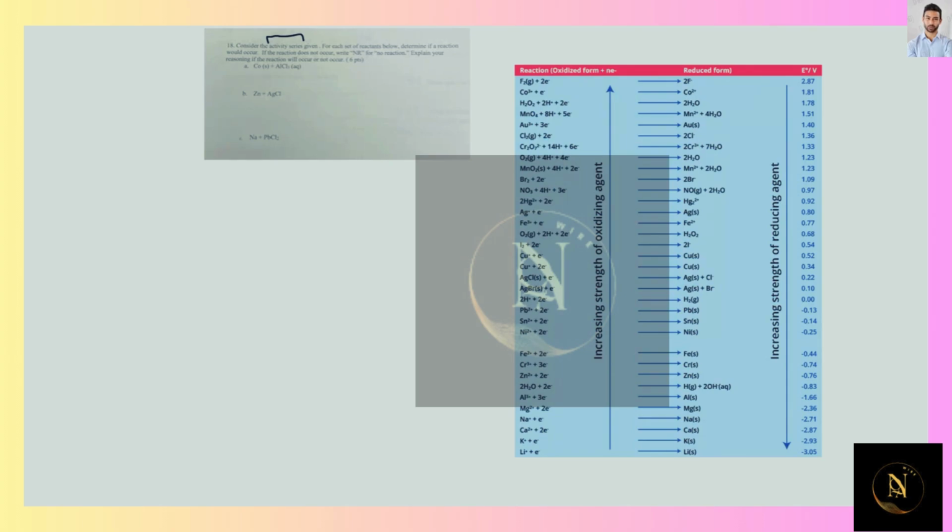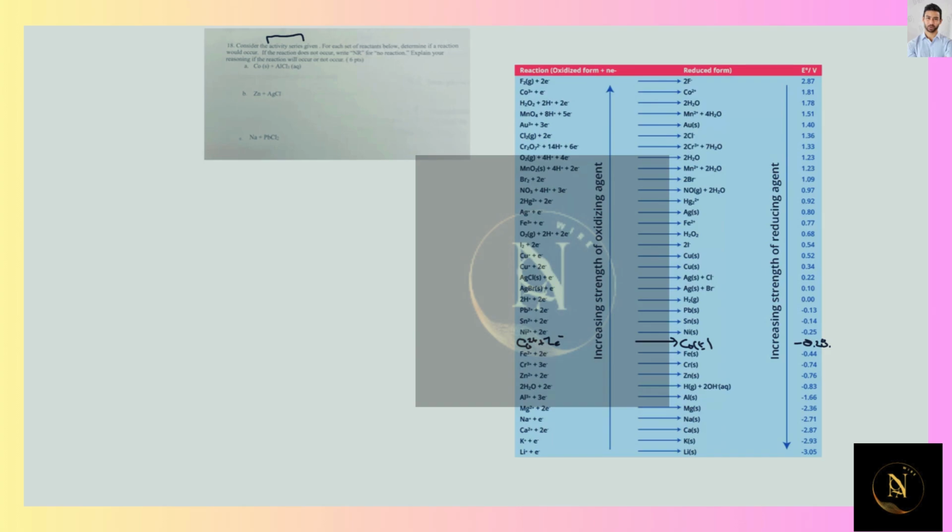So first of all, on the list that I have over here, there's an extra missing reaction that is going to be useful for us, which is going to be for cobalt solid, and the potential for this is going to be of minus 0.28 electron volts.